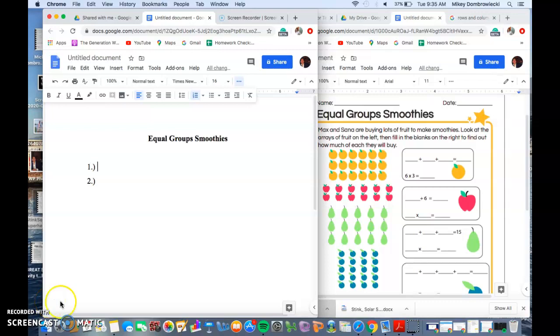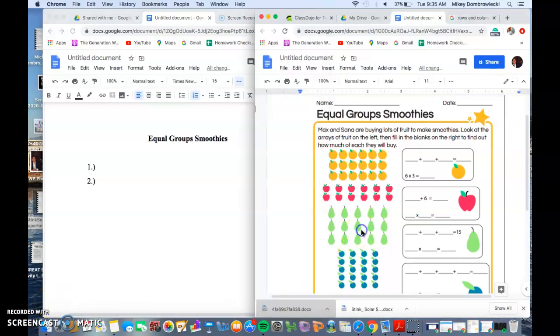Good morning, class. All right, let's go over last night's homework. So it says Max and Santa are buying lots of fruits to make smoothies. Look at the arrays of fruits on the left, then fill in the blanks on the right to find out how much they will each buy.